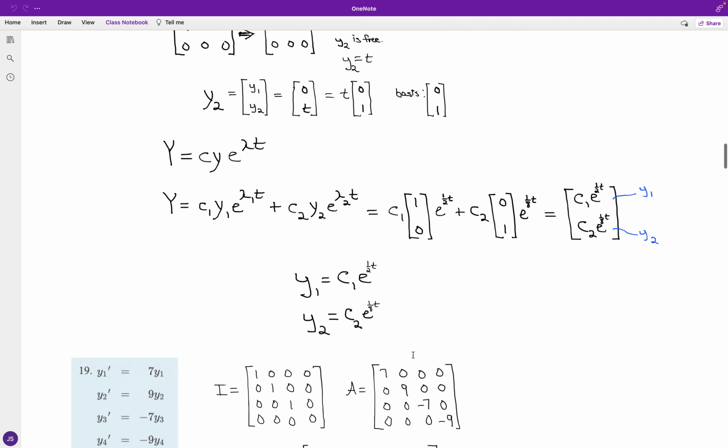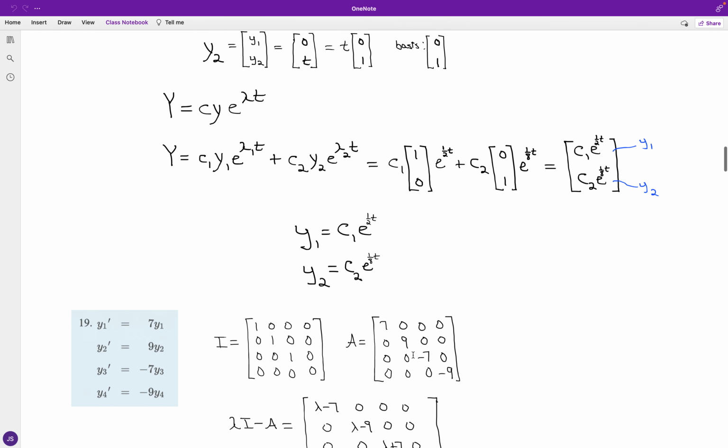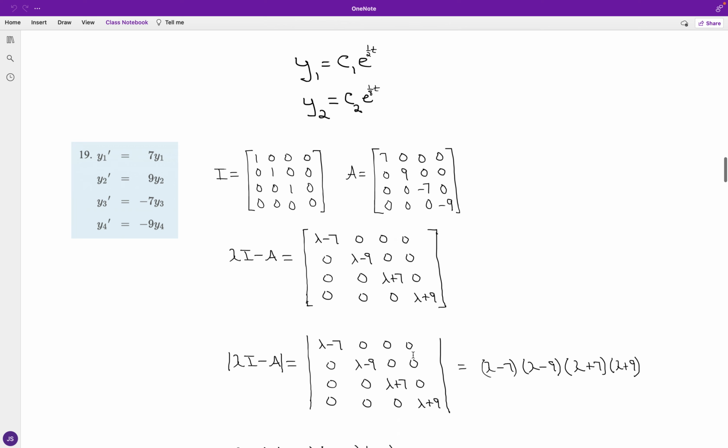So we've had a couple of two equation systems. And if we go with a four equation system, we have y sub 1 prime, y sub 2 prime, all the way down to y sub 4 prime, respectively equal to 7 y sub 1, 9 y sub 2, negative 7 y sub 3, and negative 9 y sub 4.